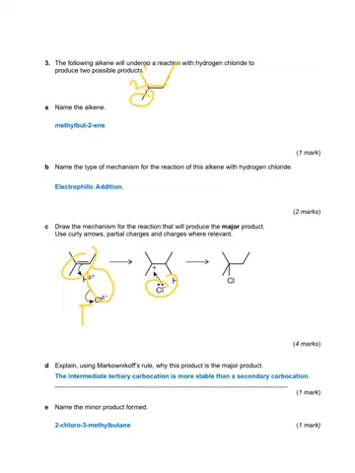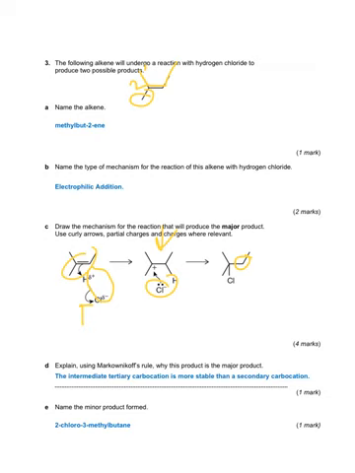Why is this a major product? Well, it's a major product because the hydrogen added to the carbon with the most hydrogens already attached, and the reason it did that is because the intermediate tertiary carbocation, which is formed here, is more stable than a secondary carbocation, which would have been formed on this carbon there had the other product been produced.